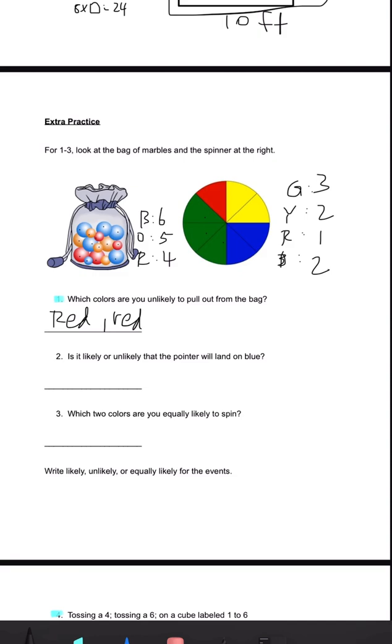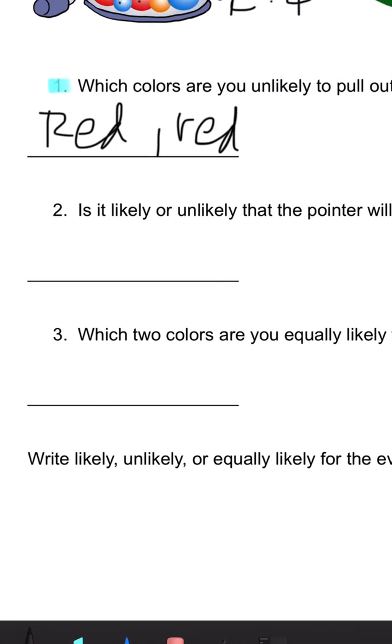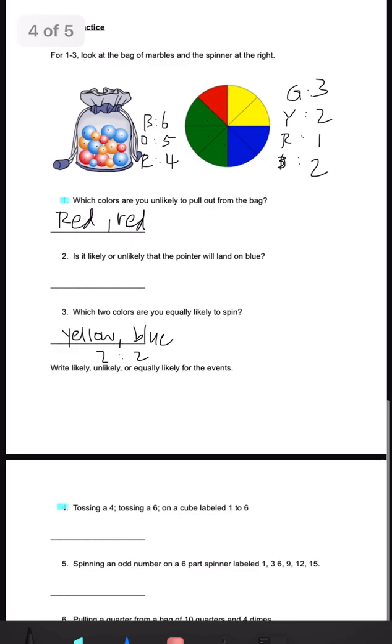Okay, let's look at number 3. Which 2 colors are you equally likely to spin? So equally likely means equal, just like it says in the word. So which 2 numbers are the same? We know that it's yellow and blue. So we'll just write yellow, blue, 2 to 2.